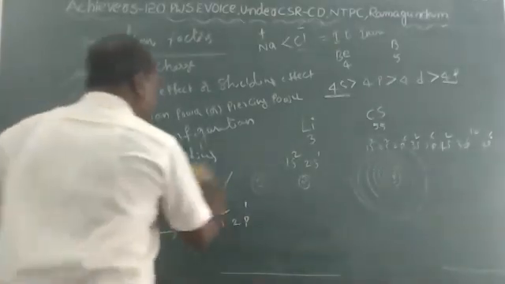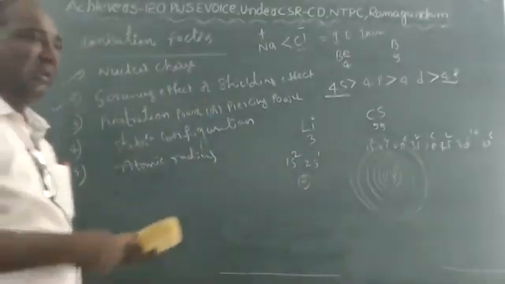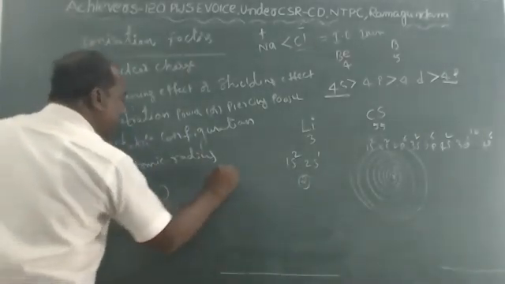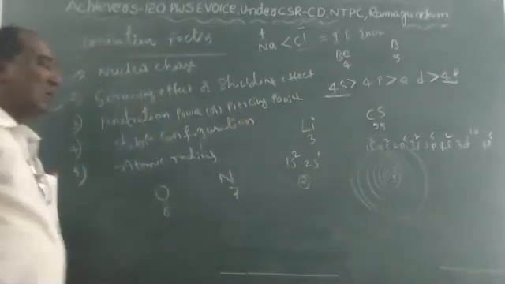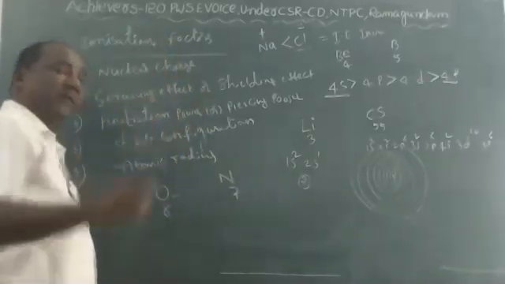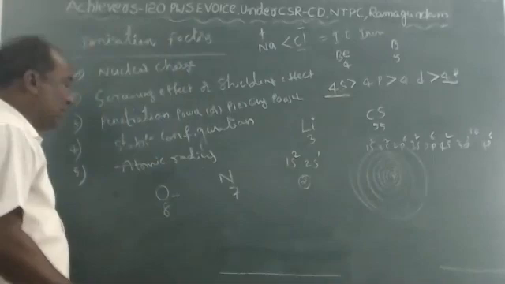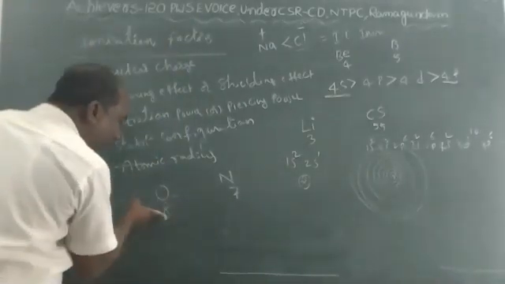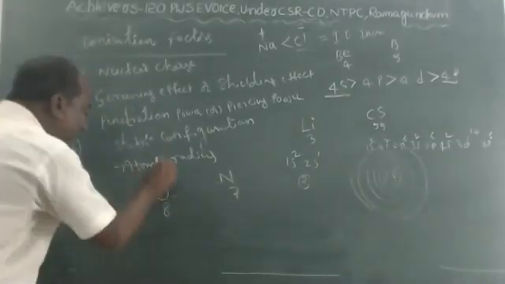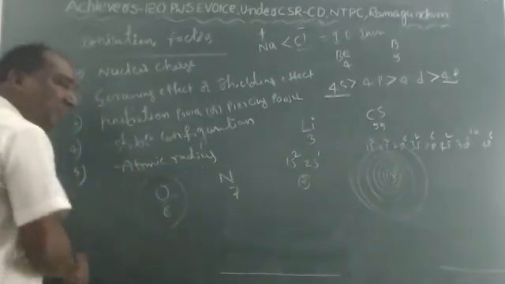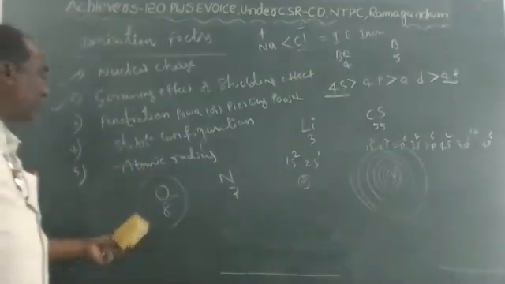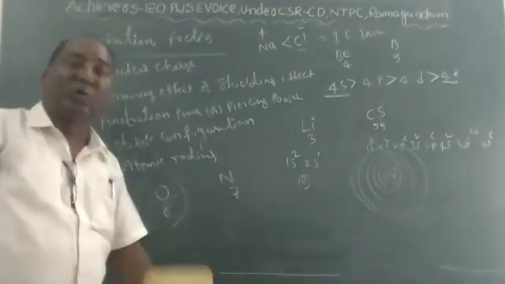One more, next one, stable configuration. For example, oxygen and nitrogen. It is very easy to remove an electron from oxygen than nitrogen. Why? Oxygen's atomic number is 8, nitrogen's atomic number is 7. But we can easily remove the electron from oxygen than nitrogen. Why, children? What is the reason?